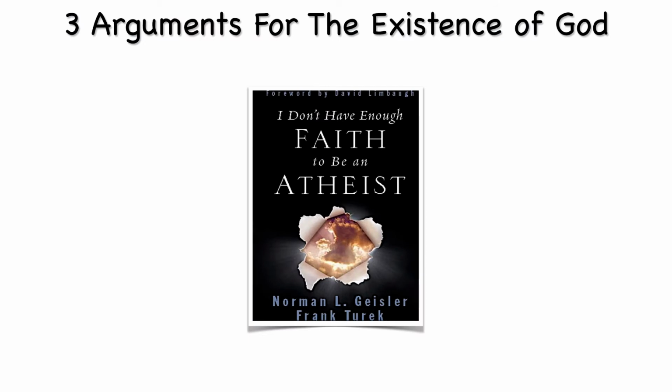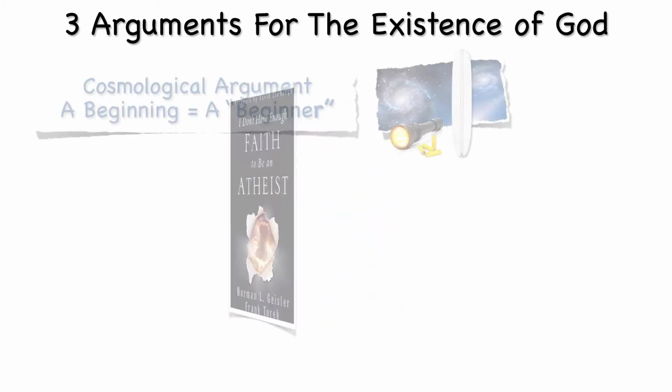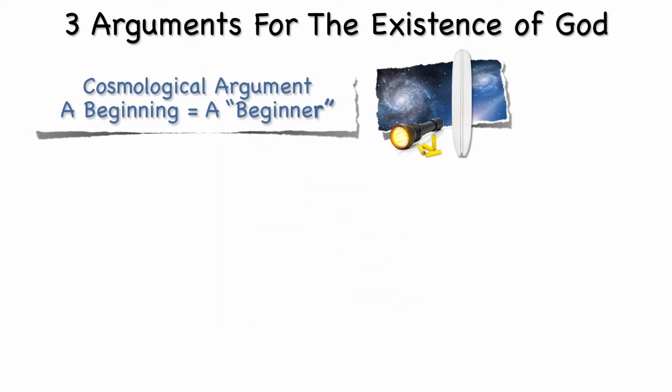A reminder, we're using for our text the book I Don't Have Enough Faith to Be an Atheist by Norman Geisler and Frank Turek. In the book, Geisler and Turek provide us with 3 good arguments for the existence of God. We've already covered the first argument, the cosmological argument, in previous videos. The cosmological argument can be simplified to say if the universe had a beginning, it had to have a beginner.